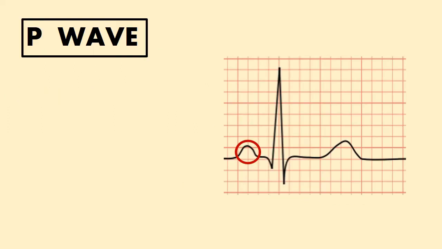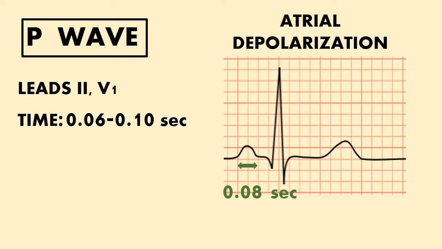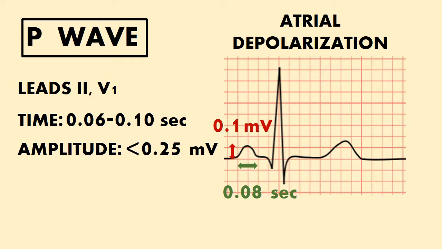P wave corresponds to atrial depolarization. It is best observed in leads 2 and V1. The duration ranges from 0.06 to 0.10 seconds. The amplitude is less than 0.25 millivolts.